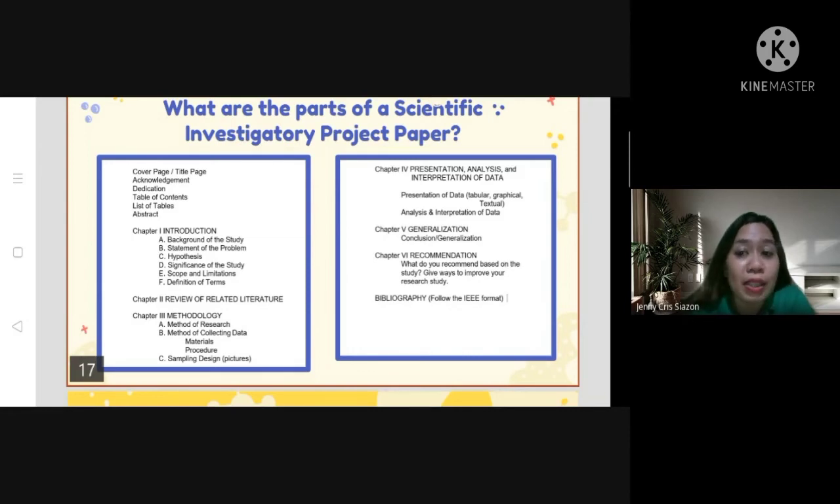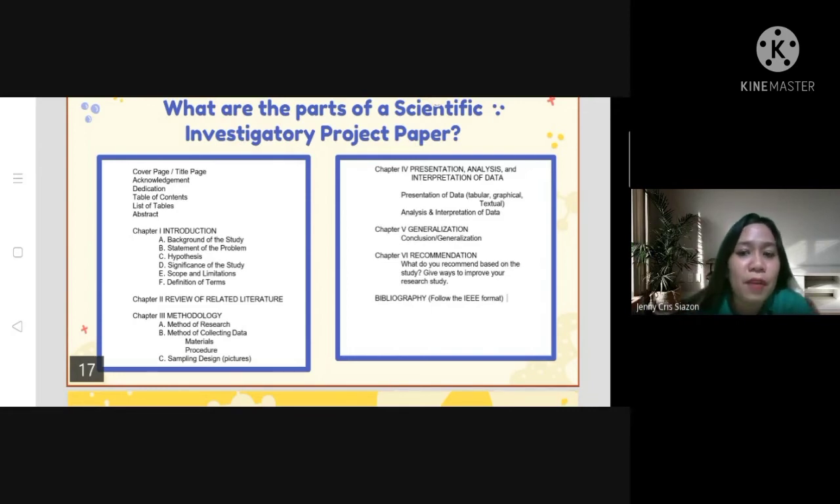Okay? So for chapter 4, this is now the presentation, analysis, and interpretation of data. You're going to present your data in tabular, graphical, or textual manner. But the most important is that you have to include tables and graphs, not on textual format only. And then you have to analyze and interpret the data that you have included in your research.